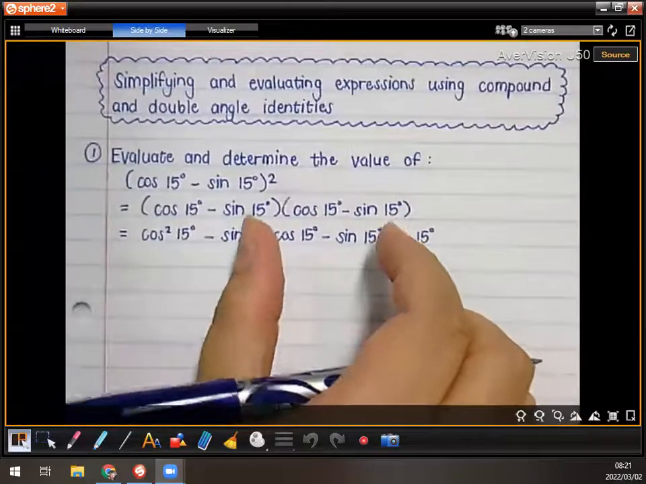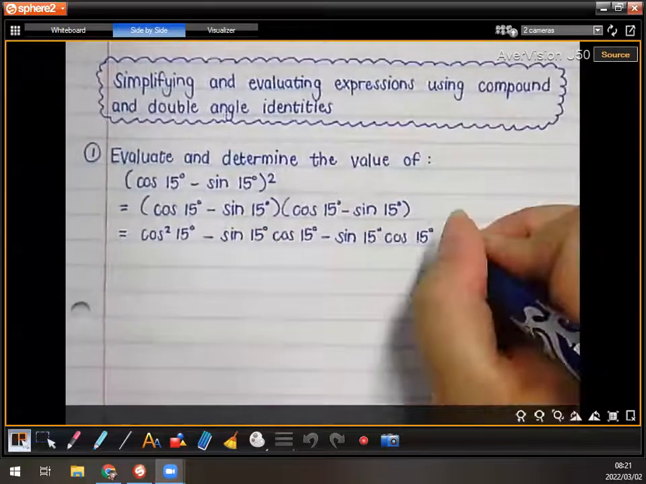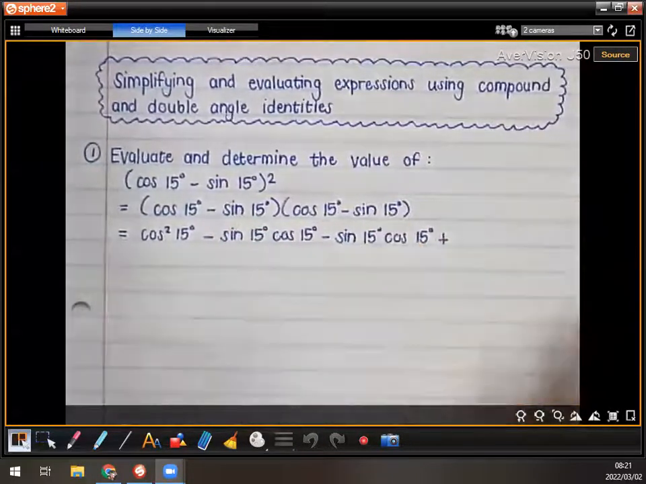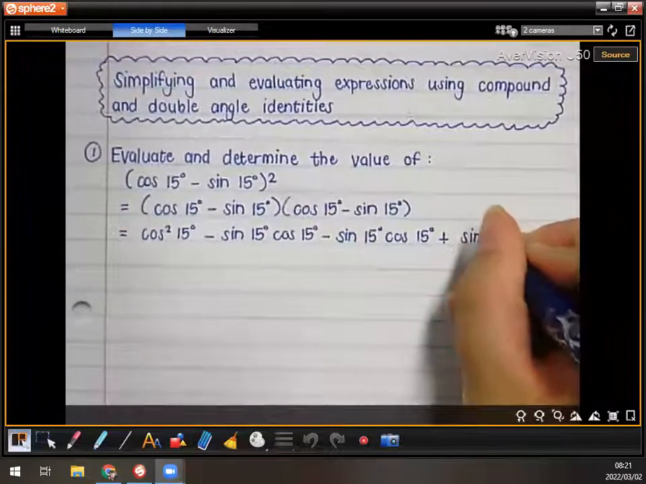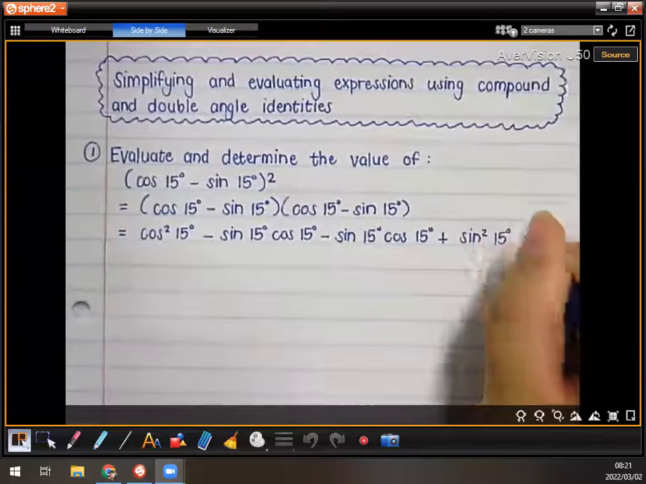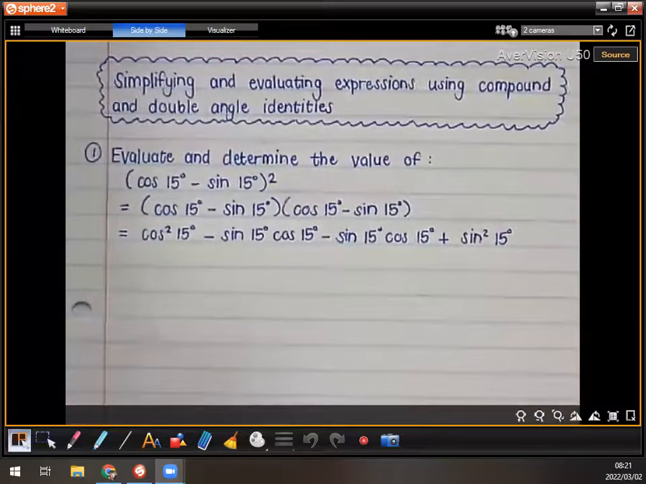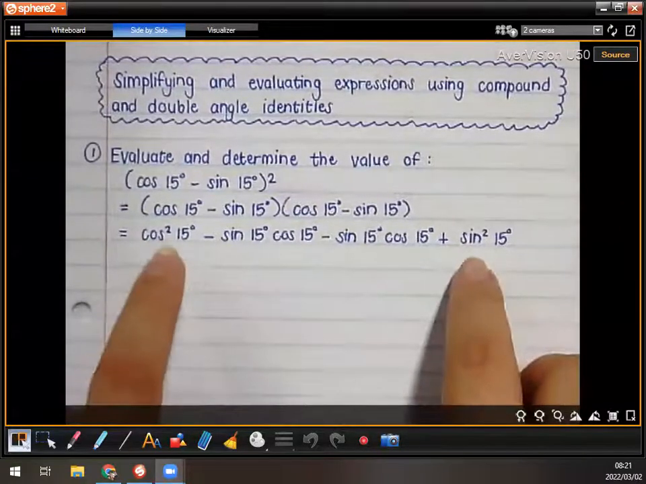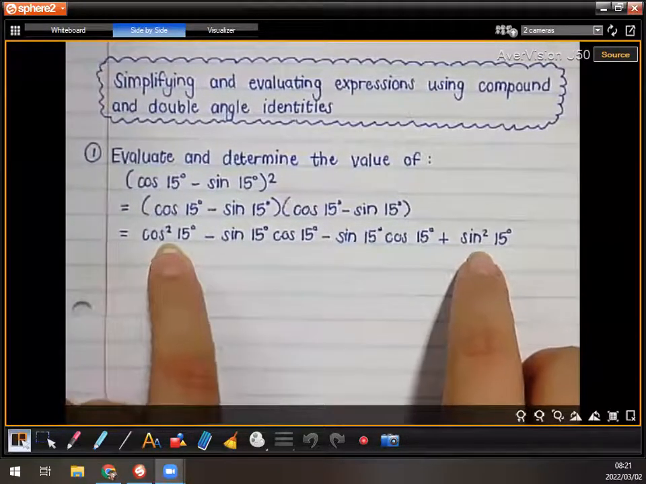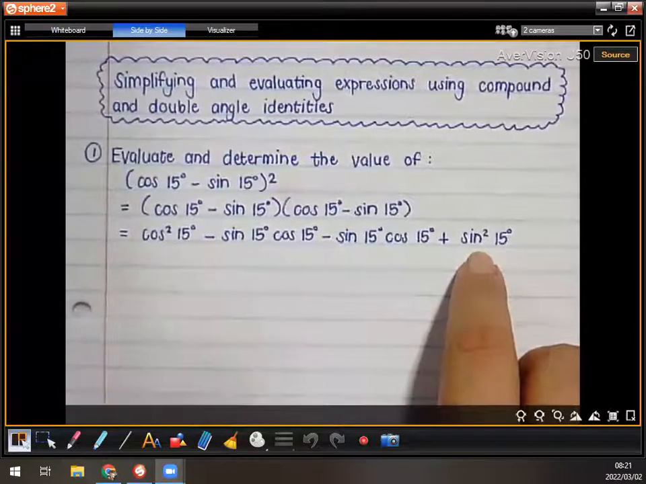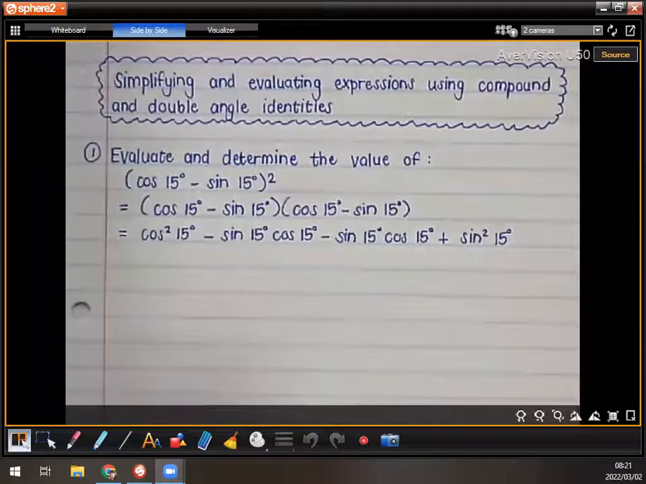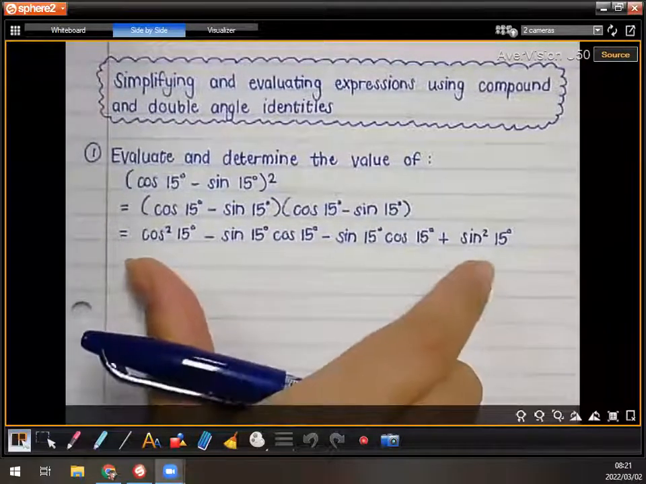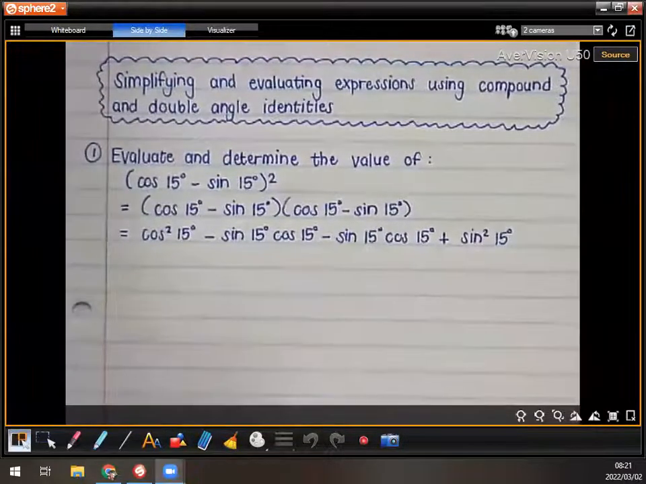And then when I do my last term, a negative times a negative is a positive, and sine times sine is sine squared. So that's going to be sine squared 15. And that makes our lives a little bit easier, because what do we have here? Cos squared 15 plus sine squared 15. What's that? 1. Cos squared plus sine squared of anything, as long as they're the same angle, right? Cos squared 15 plus sine squared 15 is 1.